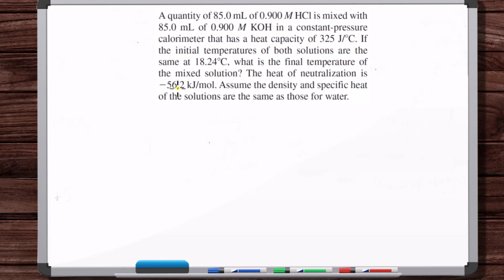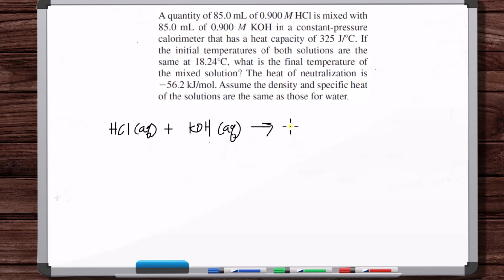per mole. So this is for the chemical reaction. So let's write this reaction out, because this per mole is talking about per mole of reactant and product. So we need to get a balanced equation. All right, so HCl aqueous plus KOH aqueous. Okay, now it's a neutralization reaction, so let's put the salt.